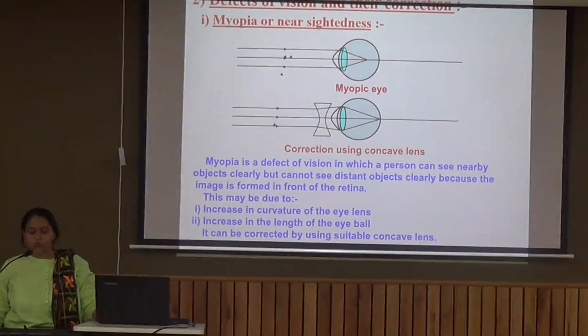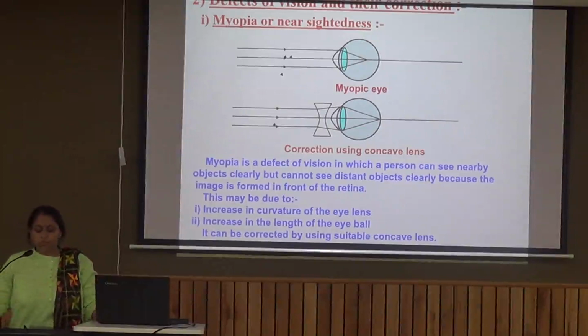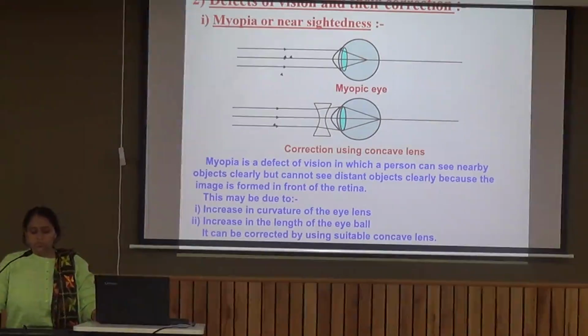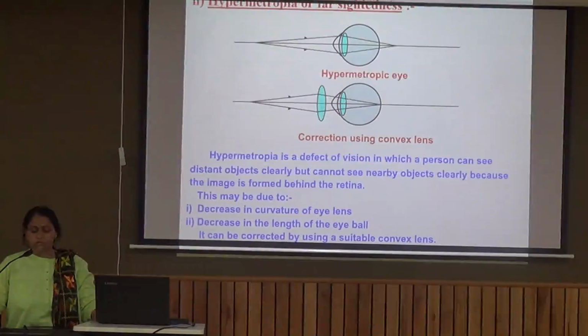Now how to cure this defect? How can it be corrected, and what is the probable cause of this defect? This defect is caused due to the increase in the curvature of the eye lens or increase in the length of the eyeball, and we can correct this defect by using a suitable concave lens.